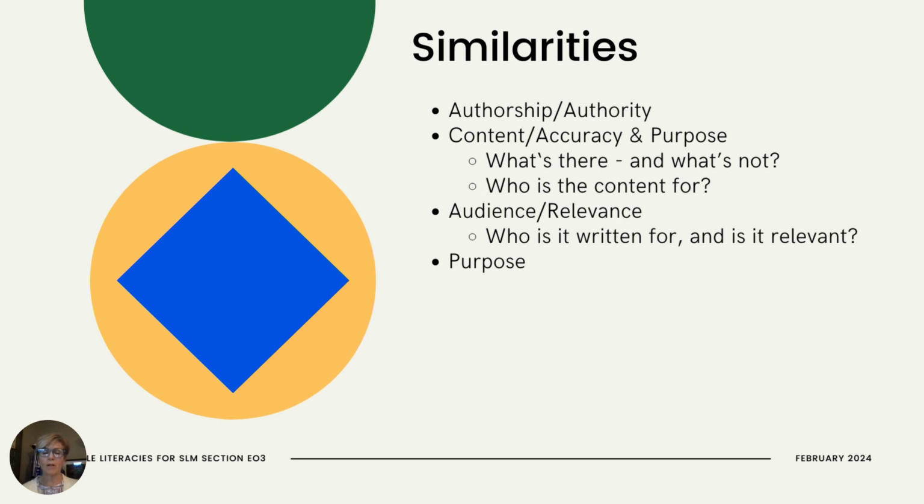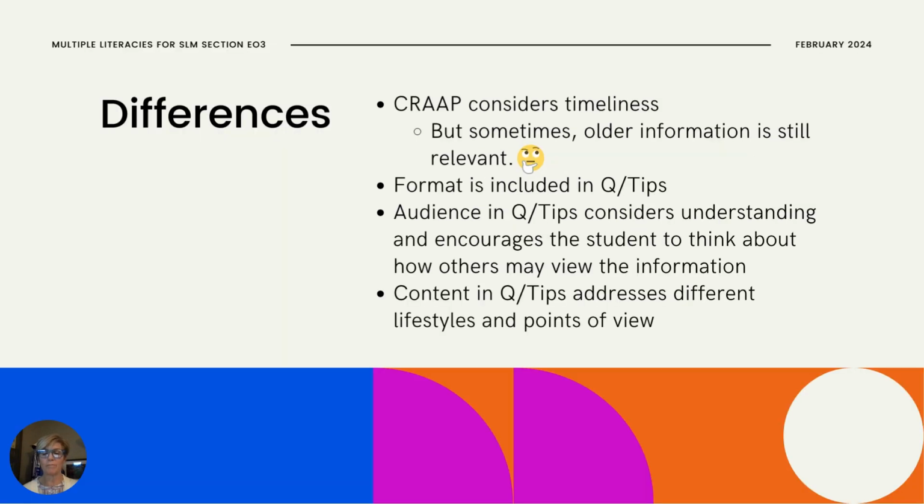Specific similarities include authorship and authority. Who wrote it? Where did the information come from? The Q-tips talks about content, which fits nicely in with the CRAP test, accuracy and purpose. What's there and what's not? What's missing? Who is the content written for? What's the point? Q-tips also has a section on audience, which fits in well with the CRAP test relevance. Who is it written for and is it relevant? And finally, both look at purpose.